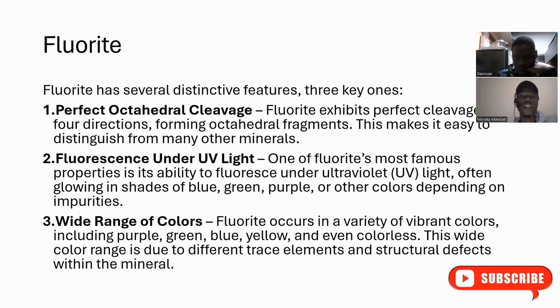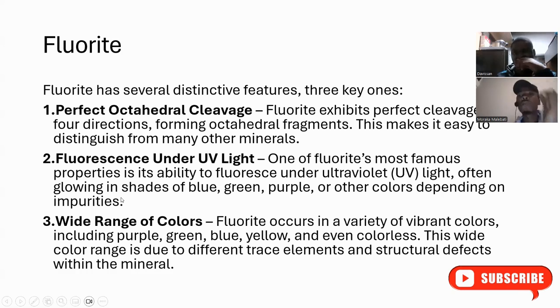Okay, I'll show you different colors. It has a wide range of colors, rainbow colors. That's why we say fluorite occurs in a variety of vibrant colors, including purple, green, blue, yellow, and even colorless. This wide color range is due to different trace elements and structural defects within the mineral. One of fluorite's most famous properties is its ability to fluoresce under ultraviolet light, often glowing in shades of blue, green, purple, or other colors depending on the impurities.